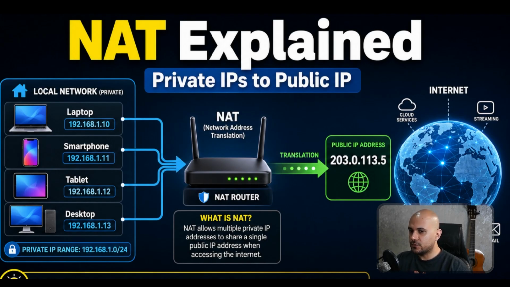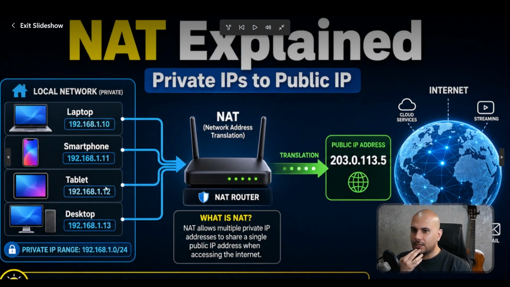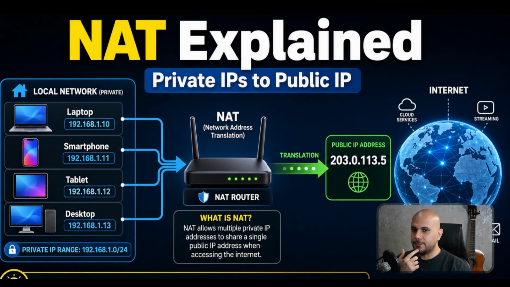Your home device uses a private IP, let's say 192.168.1.10, and another one uses 192.168.1.11, and your ISP gives you one public IP, let's say 203.0.113.5. Then NAT translates between them. So look at the diagram. You can see multiple devices inside connecting to the internet through a single IP address.